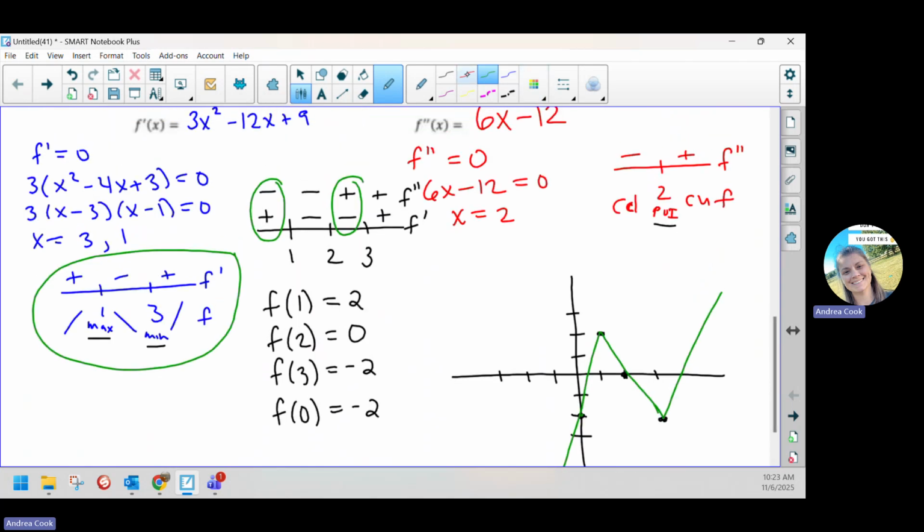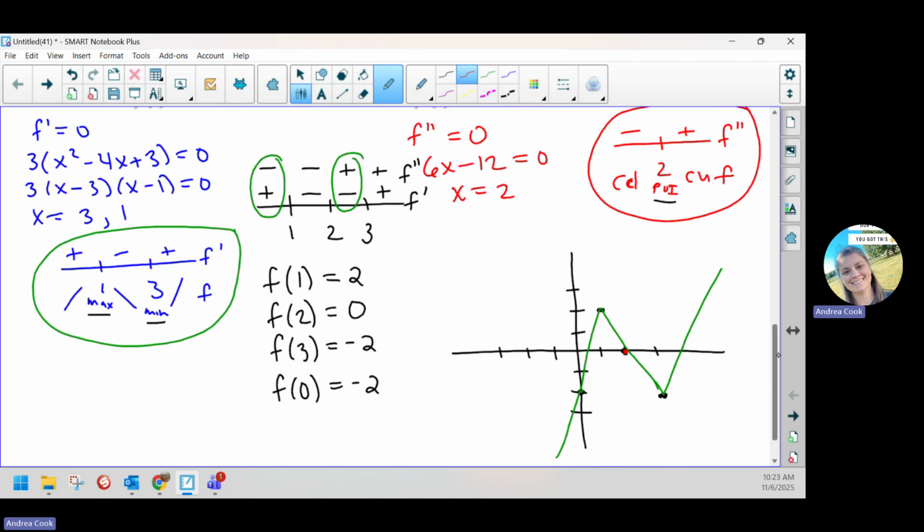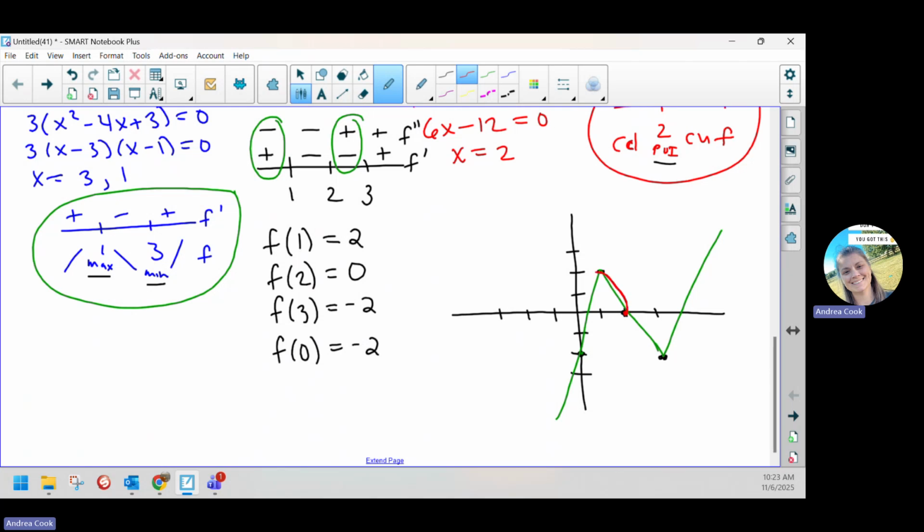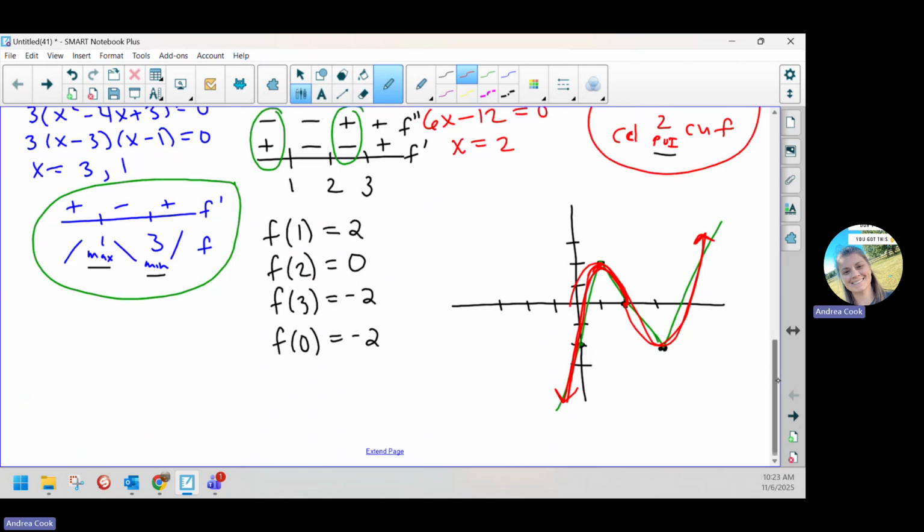Then I'm going to do my concavity intervals here, so I'm going to fix this graph. To the left of 2, which is right here, less than 2, my function's concave down. So I need to fix this, whoops, I have to go through that point, to be concave down. And then after 2, I'm concave up, so I have to fix it to be concave up. So this red line here would be what that rough sketch of f would be. So that's how you use first and second derivative tests to sketch functions.